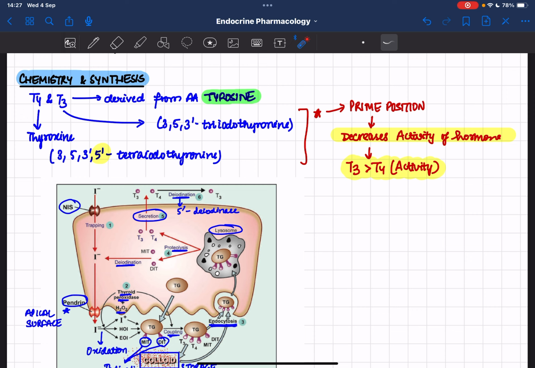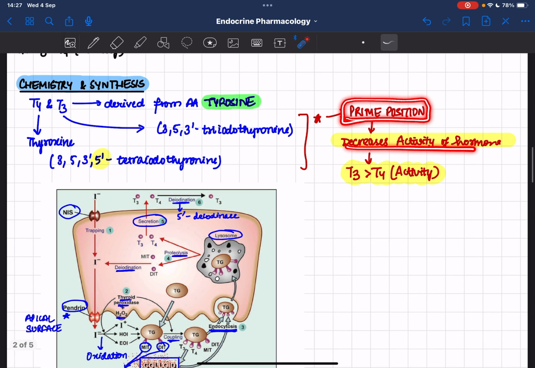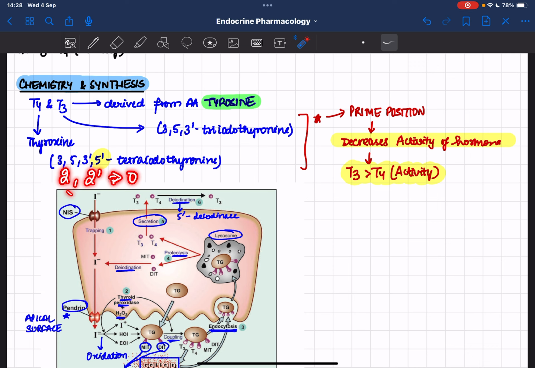Okay, so what I want you to learn here is the number of prime positions decreases the activity of hormones. This is a very important concept that most people don't actually know, why T3 has more potency than T4. That is why T3 has more potency and has more activity than T4, because it has only one prime position, while thyroxine has two prime positions. So two normal positions and two prime positions will get a net of zero activity. Although it's not zero, I'm just giving you an example. Here it's 2 and 1 prime, so it's one activity. So that is why T3 is having more activity than T4.